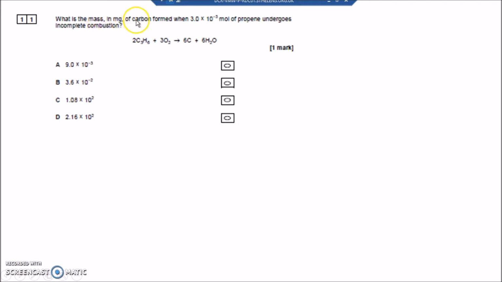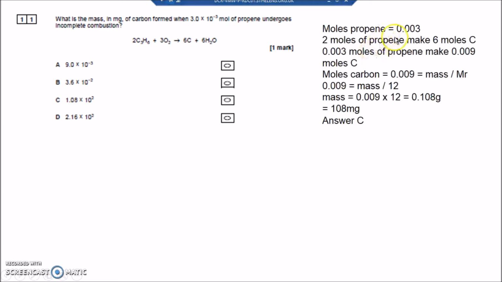Question 11. What is the mass in milligrams of carbon formed when 3 times 10 to the minus 3 moles of propene undergoes incomplete combustion? Well, 2 moles of propene makes 6 moles of carbon, so 1 mole of propene must make 3 moles of carbon. It's in the ratio of 2 to 6 or 1 to 3. So multiply the number of moles of propene, 0.003, by 3, and I get the number of moles of carbon formed, 0.009 moles of carbon.